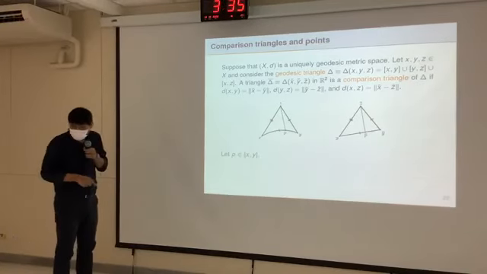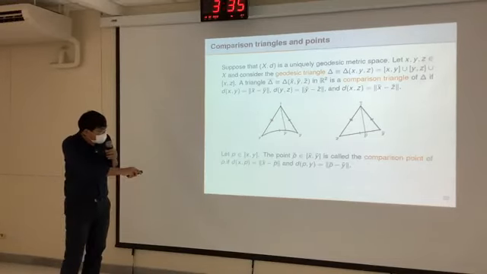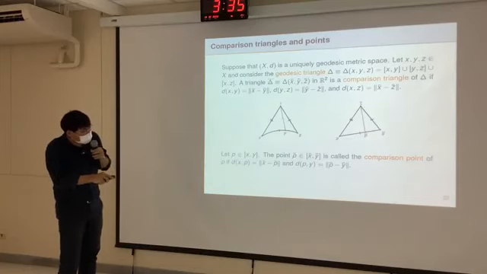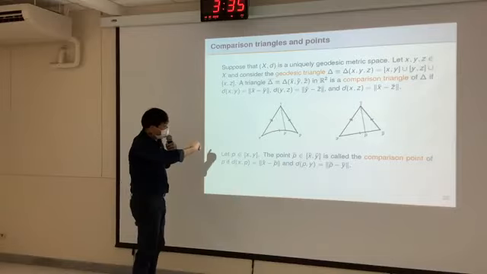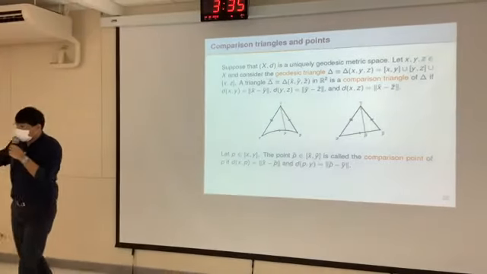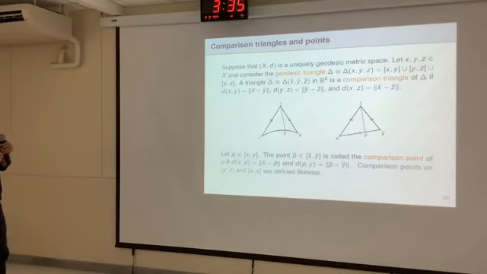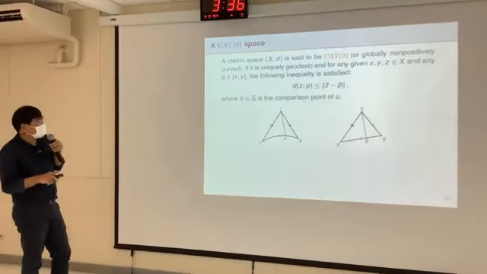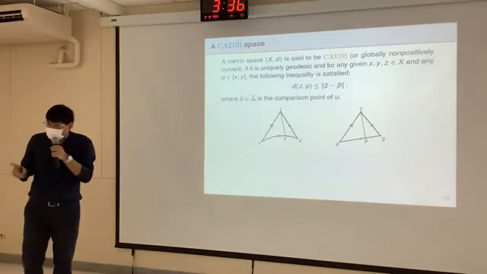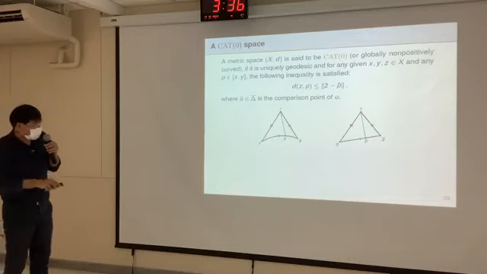Now we take any point P lying on a geodesic segment between X and Y. Suppose P is here. Then we can always pick a point P bar on this comparison triangle, so that the lengths of X to P and X bar to P bar are the same, and the lengths of P to Y and P bar to Y bar are the same. This point P bar will be called a comparison point of the point P. Now we are ready to define what a CAT(0) space is. A CAT(0) space is a uniquely geodesic metric space for which, for any three points, with the geodesic triangle here and the comparison triangle here, this comparison inequality always holds.